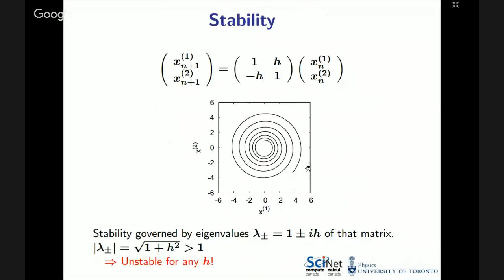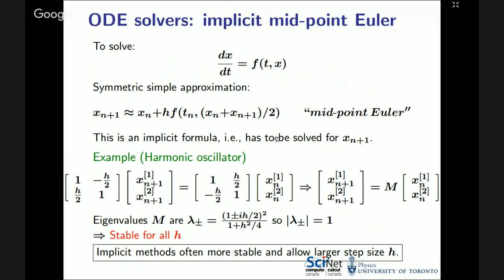So if I did that, what do you think would happen? I'd spiral in. I'm going in the opposite direction in time. Still unstable, still no good. So going forward in time, forward Euler, spiral out, backward Euler, spiral in. Well, let's take the midpoint. And that's the idea of midpoint Euler.